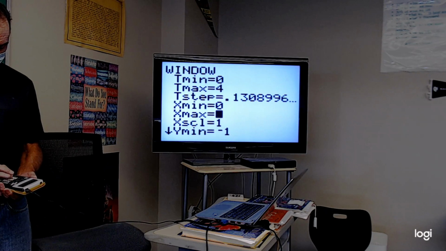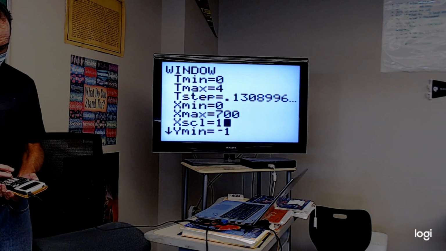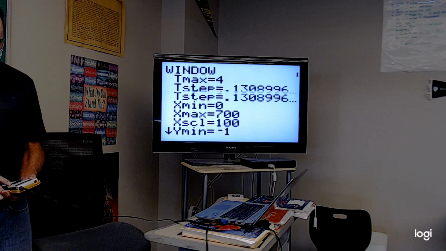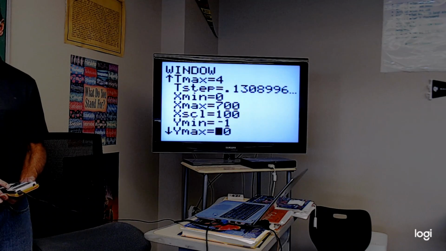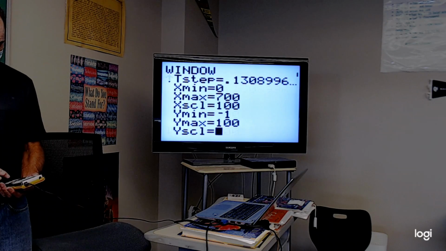So let's go 650. Let's go 700. And let's make our tick mark something like 100. We don't want to have a fat x-axis. Y-min, we can leave that as -1. And Y-max, I don't know, was it like 80 or something? Or big? Let's go 100. Let's be bold. We'll choose tick marks there to be, say, 50.